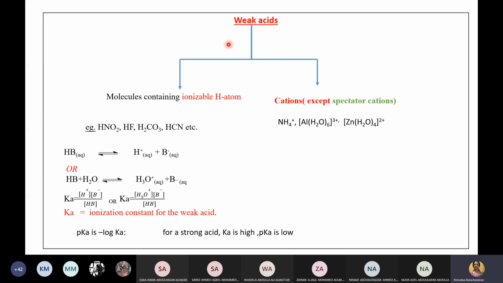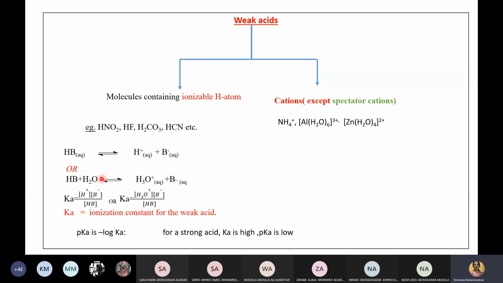I hope you understood. So we have two types of weak acids. One type is molecules containing H plus, and the other is cations, meaning positively charged ions, except spectators. Spectators are neither acidic nor basic. Now here, a general equation: HB giving H plus plus B minus. Do you know why I put this reversible arrow? It's a weak acid. Instead of writing like this, we can write this.